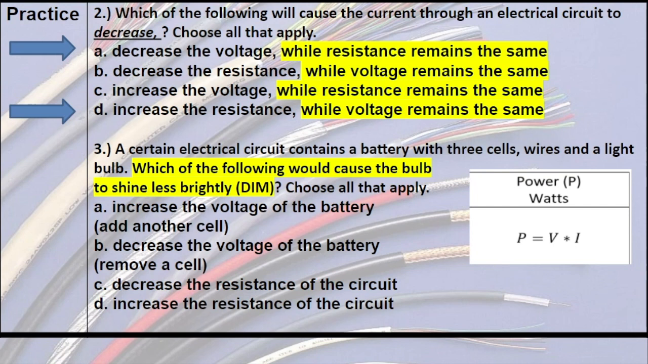By decreasing the voltage, we're actually going to decrease the power, which means that our light bulb is going to become more dim or less bright. So B is the correct answer.